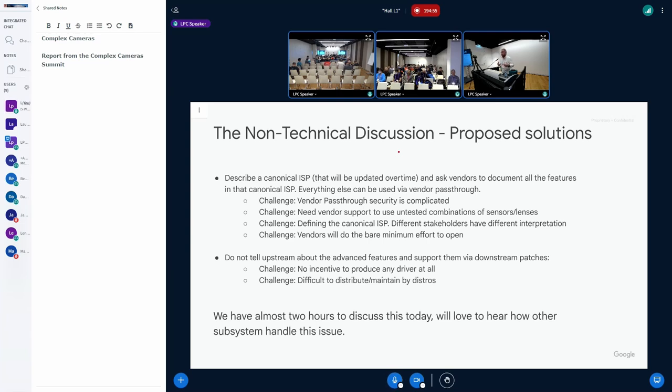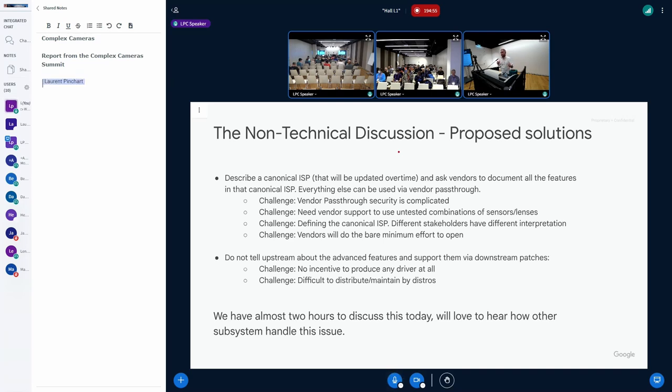And then the other challenge is, what if we say this is what you have to do, and then vendors don't implement anything else but these very basic features? Are we limiting the innovation of our vendors just by saying you only need to implement A, B, and C? Then we have another proposal, which is, vendor, don't tell me anything about your proprietary stuff. Just document what is used, document the basic features, and everything else cannot be modified from user space. You can have your out of tree driver that can support those advanced, modern, secret features, but it cannot be upstream.